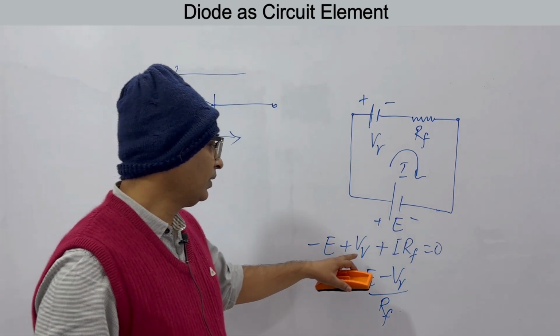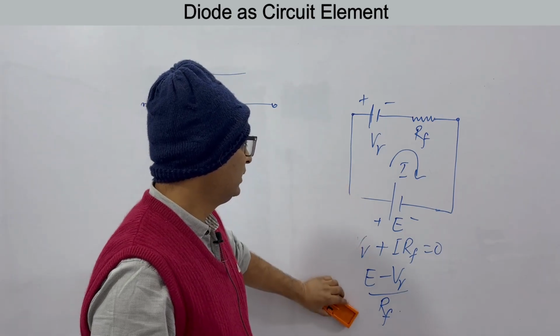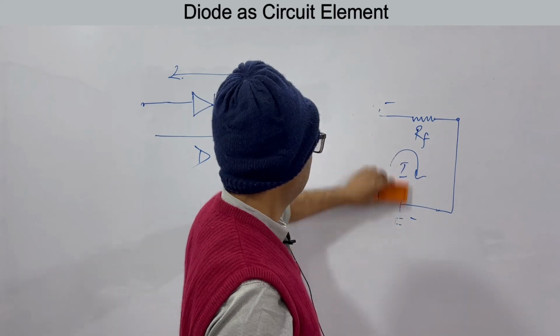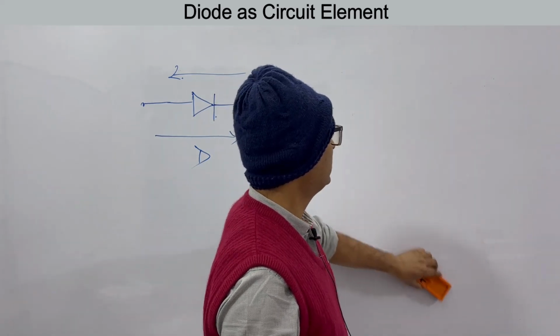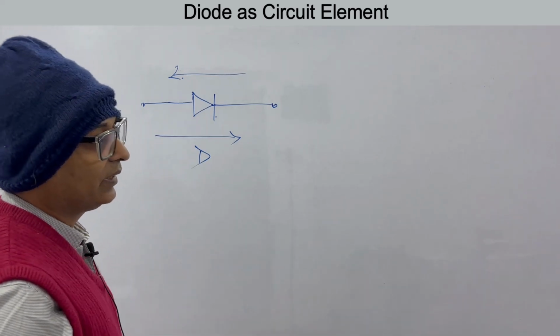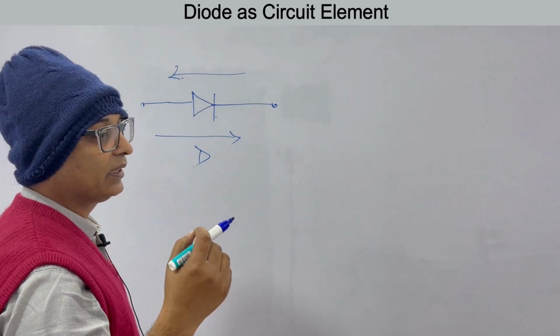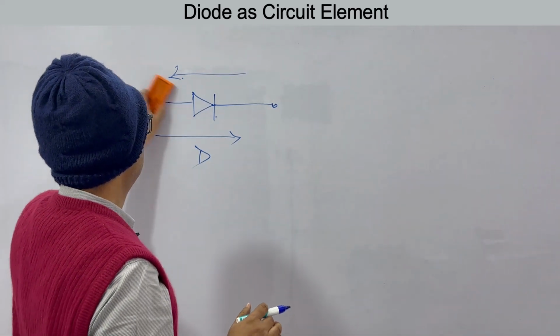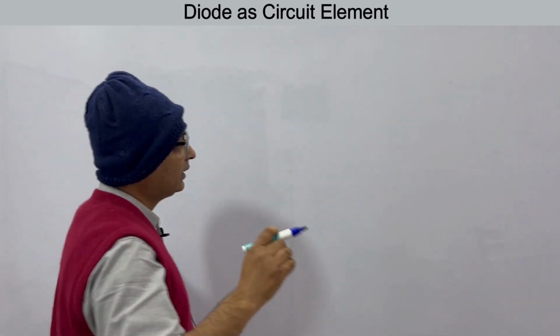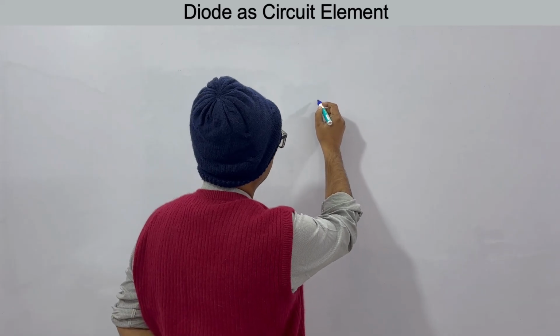Now V gamma, you'll see it's given in your question. Sometimes it is given 0.6 volts, sometimes it's given 0.7 volts for silicon. Somewhere you will find 0.2, somewhere you will find 0.3 for germanium diodes. So whatever is given in the question, you'll have to use it. So let's start with a very simple question.